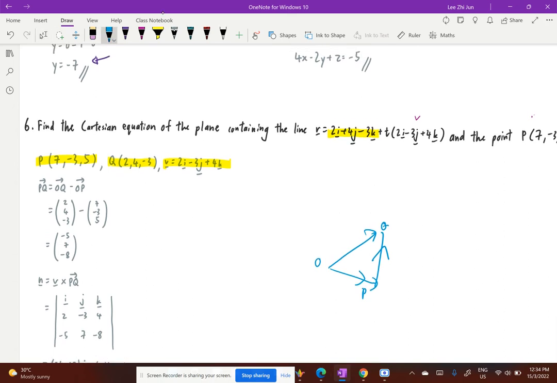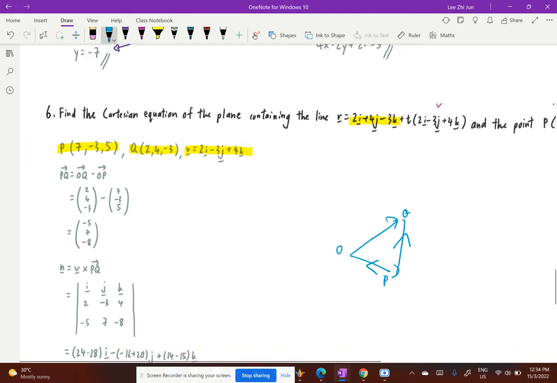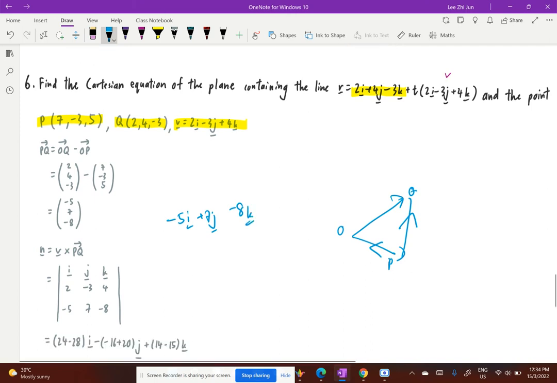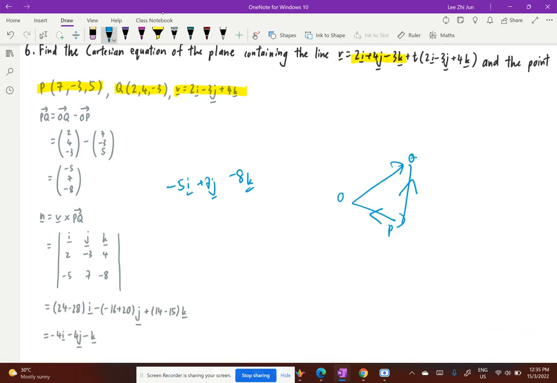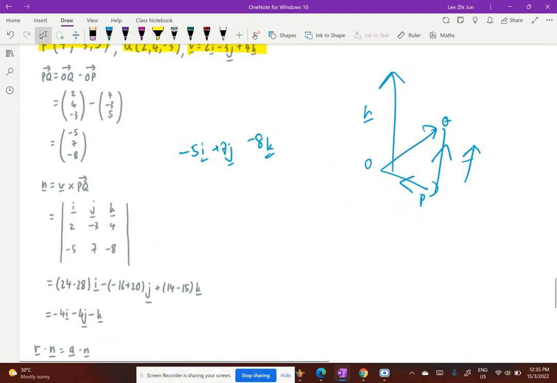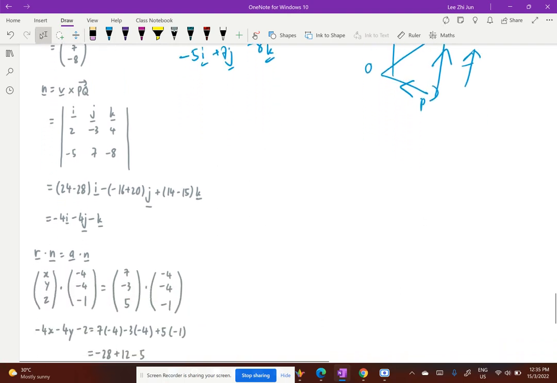So the OQ minus OP, so you're written by this. So I will get the PQ equals negative 5i plus 7j minus 8k. And the normal will be this direction vector multiplied by this PQ, this OP and OQ. So the normal vector will be straight. So use the matrix form. So I will get negative 4i, negative 4j, negative k.